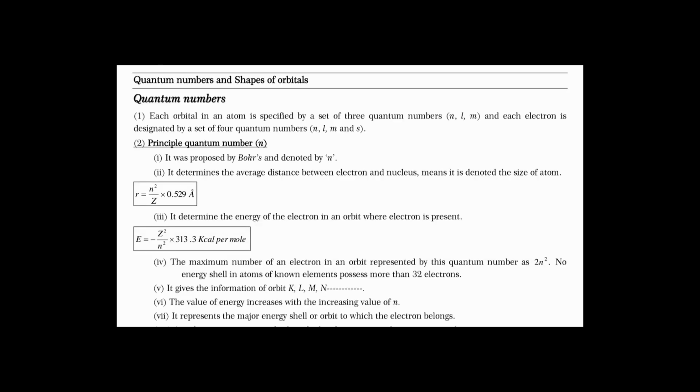Quantum numbers and shape of orbitals. There are basically 4 quantum numbers. Each orbital is separately specified by a set of 3 quantum numbers, and each electron is given by a set of 4 quantum numbers.